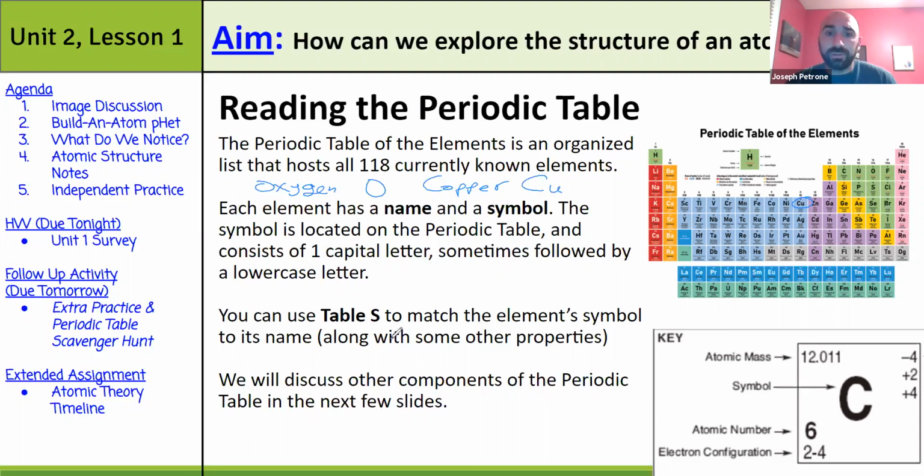We are going to look at some other components of the periodic table in the next few slides, but I wanted to also point out this little key that's at the top of your copy of the periodic table. So we see here we have a symbol, and then a few other things that we are going to get into today: atomic mass, atomic number, and the electron configuration. We are going to get into that just in a bit.